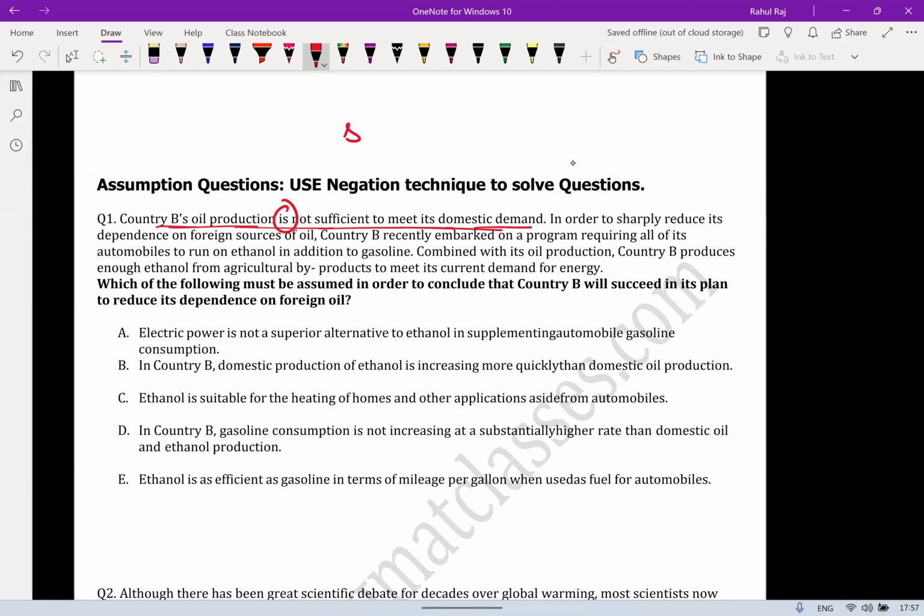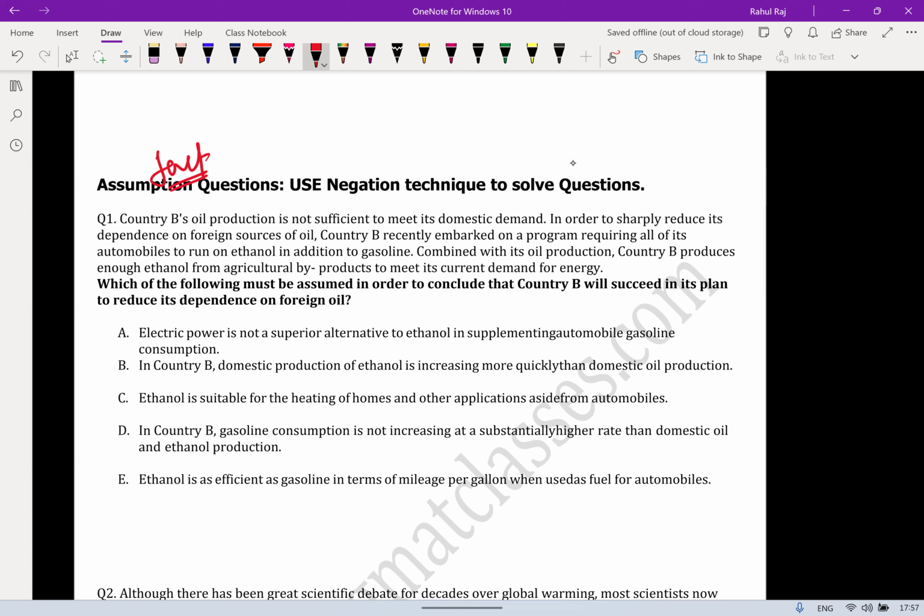So please understand, is, are, has, have, these are all factual words. So when I say country B oil production is not sufficient to meet its current demand, can I say this is 100% a fact? Anyone, any problem here? Please tell. In understanding, this is a fact. So country B oil production is not sufficient to meet its current demand.